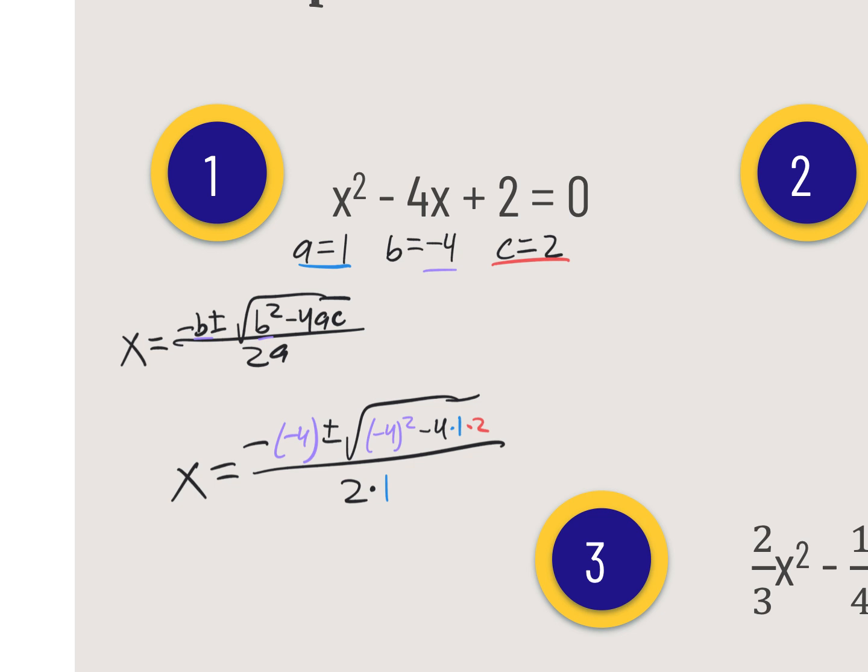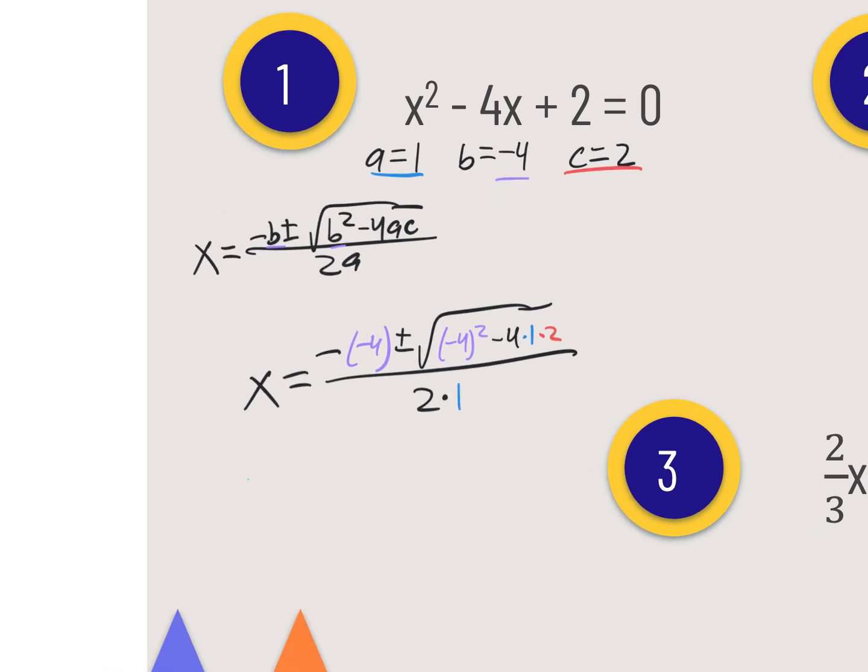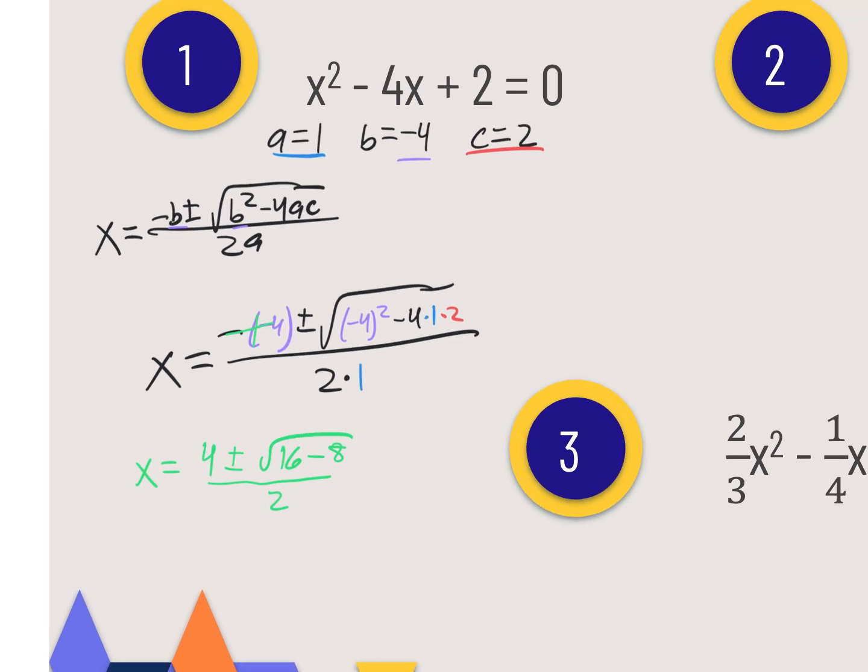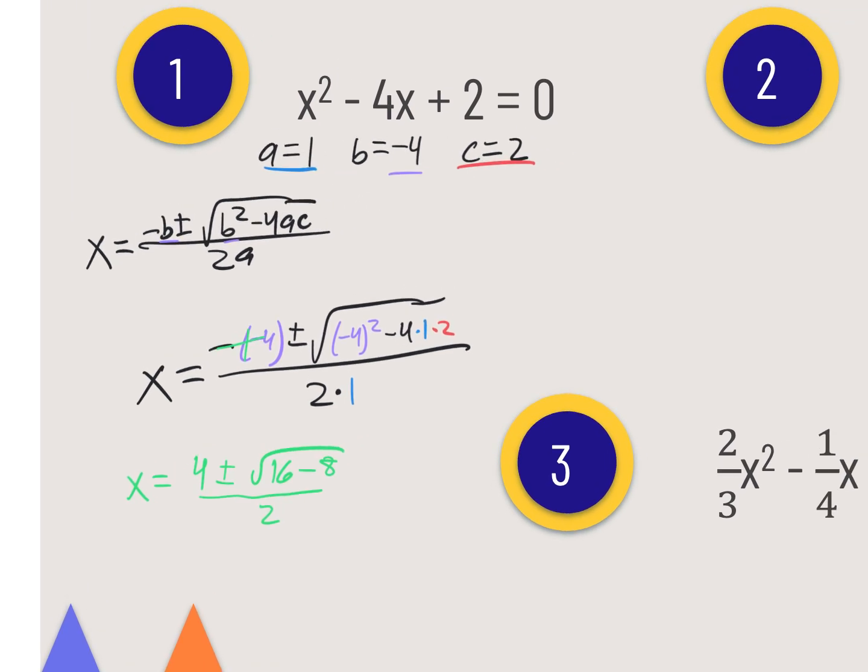Now we should get an answer after evaluating this and simplifying the square root. So we should get x equals negative 4 is going to be plus 4. So it's going to be x equals 4 plus or minus the square root. Negative 4 squared should get you a positive 16. Minus 4 times 1 times 2 is going to be minus 8 over 2 times 1 is 2. And now we can simplify under the radical and just simplify this entire answer.